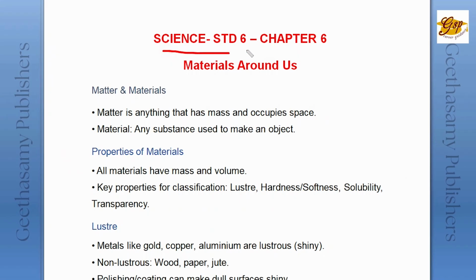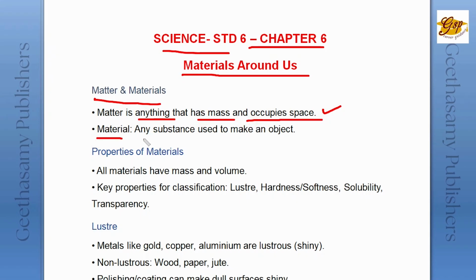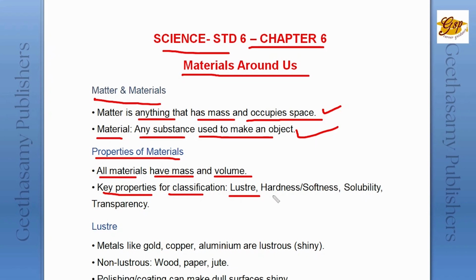So science standard 6, chapter 6, materials around us. So matter and material. Matter is anything that has mass and occupies space. Material is any substance used to make an object. And properties of materials: all materials have mass and volume. And key properties for classification are luster, hardness, softness, solubility, transparency.